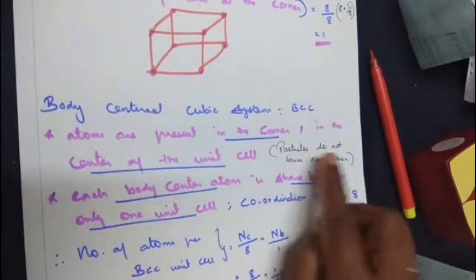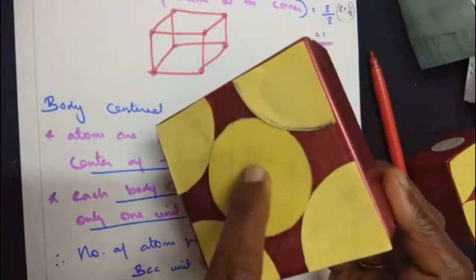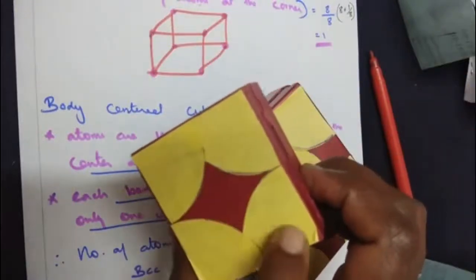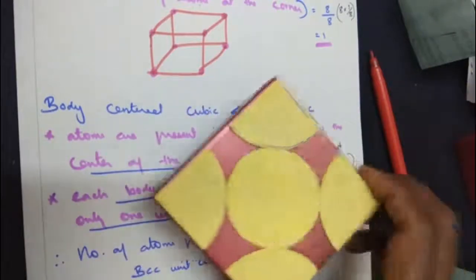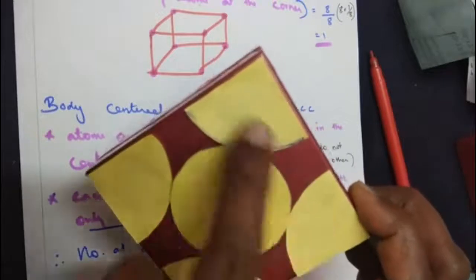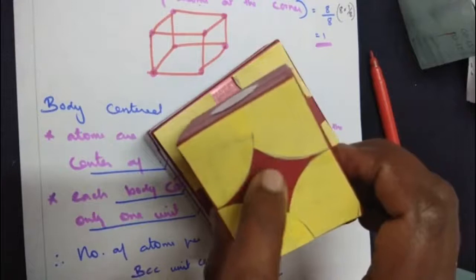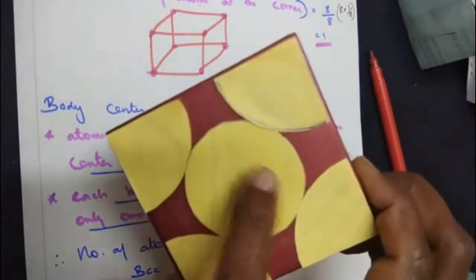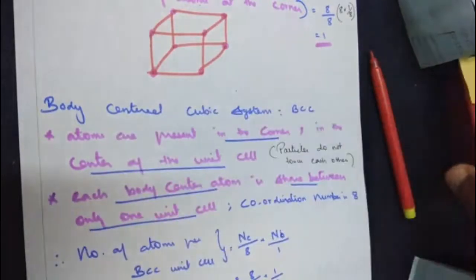Here, particles do not touch each other. If you see here, in terms of simple cubic, the edges were touching one another. The particles were touching one another. Now when there is an atom in between, the edges do not touch. In the case of simple cubic, there is no atom in the middle, so the edges are touching one another. In terms of body centered, because there is an atom in the middle, the edges do not touch one another.